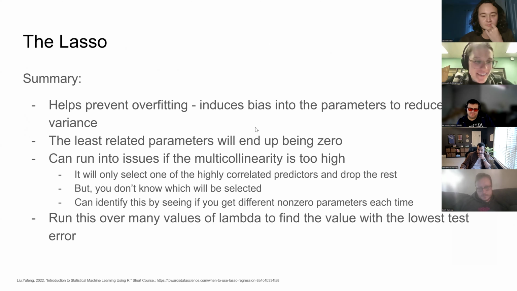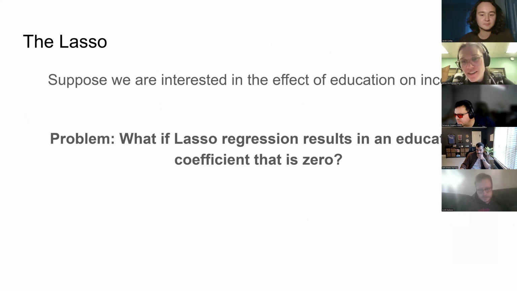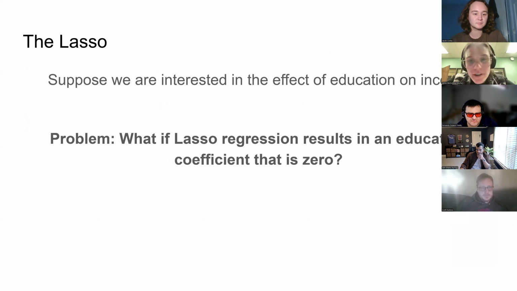Cool. Okay, thank you. So today we are actually going to be expanding upon the lasso to talk about the double lasso. So one of the things that perhaps was floating in the back of your mind as we were talking through this is, if we're interested in something like the effect of education on income, what if, according to our lasso, it actually tells us the coefficient on education is 0, right?